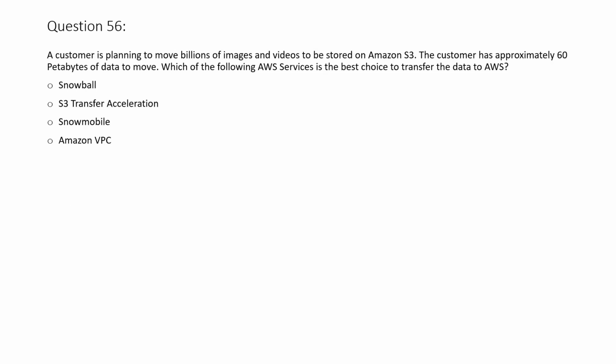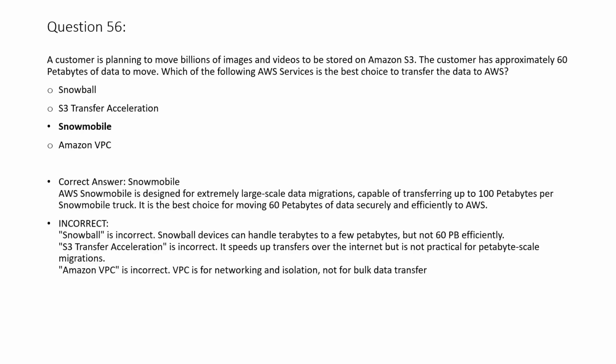Question number 56. A customer is planning to move billions of images and videos to be stored on Amazon S3. The customer has approximately 60 petabytes of data to be moved. Which of the following AWS services is the best choice to transfer the data to AWS? The options are Snowball, S3 Transfer Acceleration, Snowmobile, and Amazon VPC. The correct answer is Snowmobile.